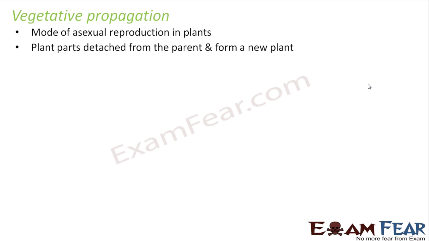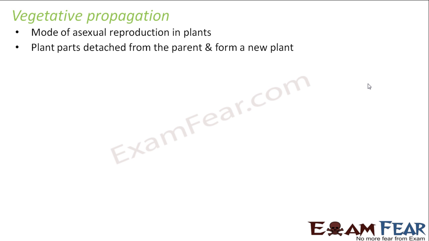So here, plant parts get detached from the parent and form a new plant. A plant has many parts, right? It has the root, it has stems, it has leaves. So some part of the plant gets detached from the parent plant, and that part itself forms a new plant. That is what happens in vegetative propagation. The new plant which is formed is genetically identical to the parent plant. This is an asexual mode because only one plant is needed to produce a new plant. You do not need two different sexes, male and female, right?